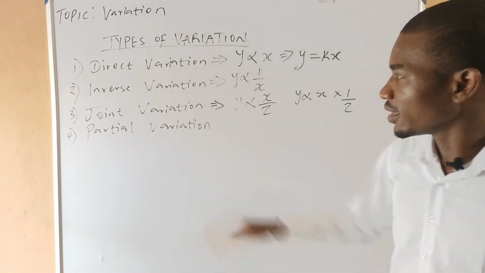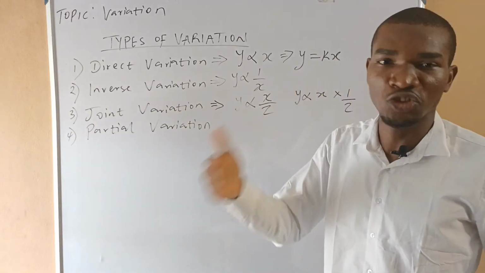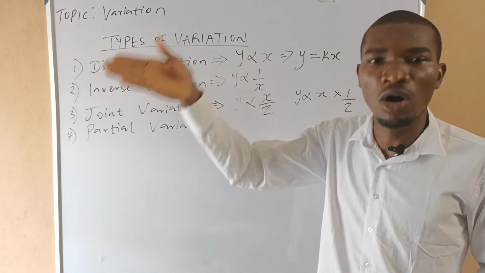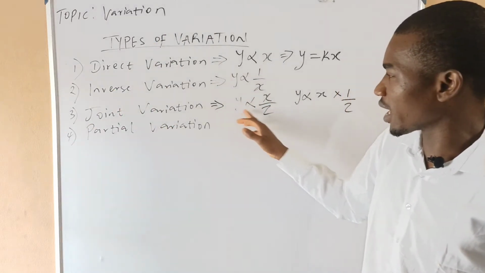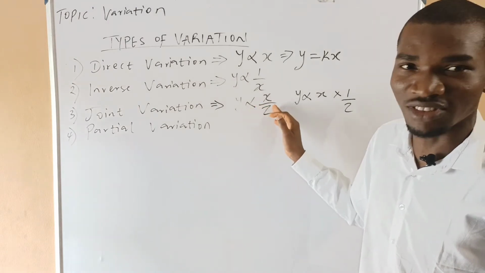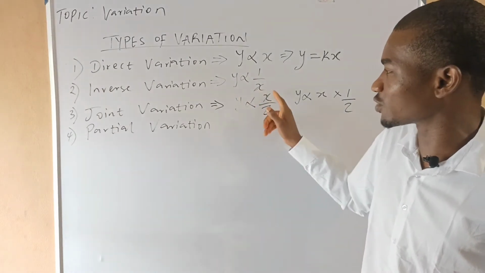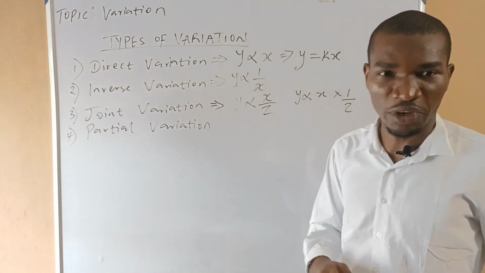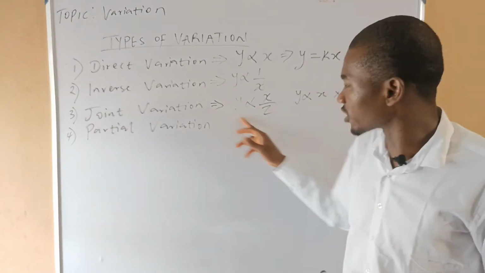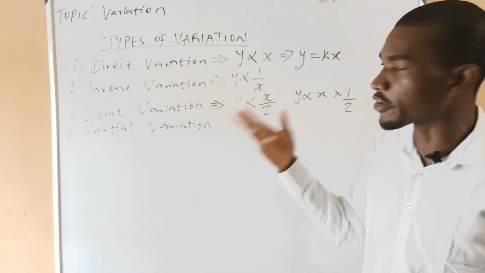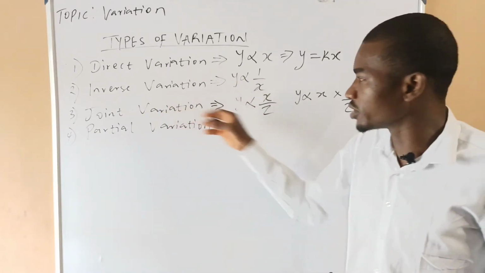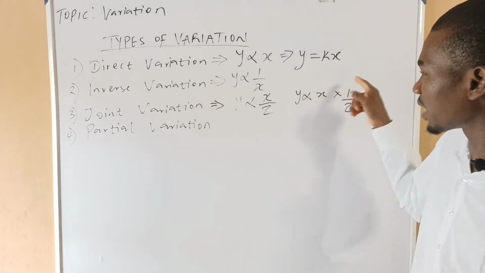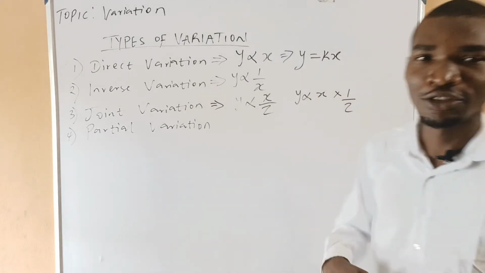So remember, in joint variation, there is a relationship that exists between two or more quantities. Looking at here, we have up to three quantities: quantity x, quantity y, and quantity z, respectively. And a given expression of this form is read in joint variation as y is directly proportional to x and inversely proportional to z.